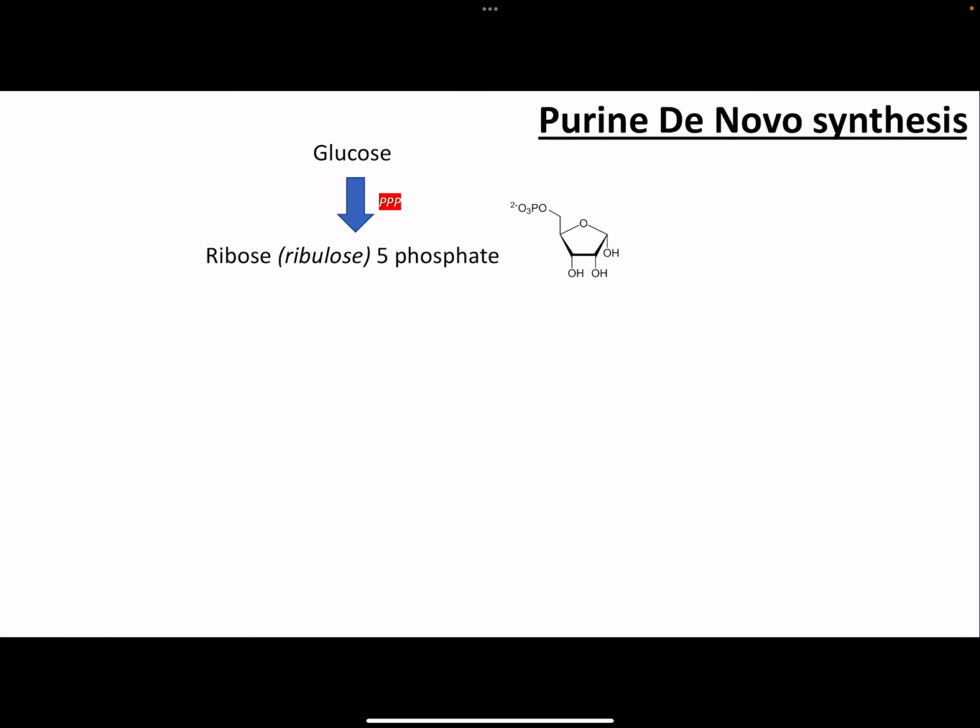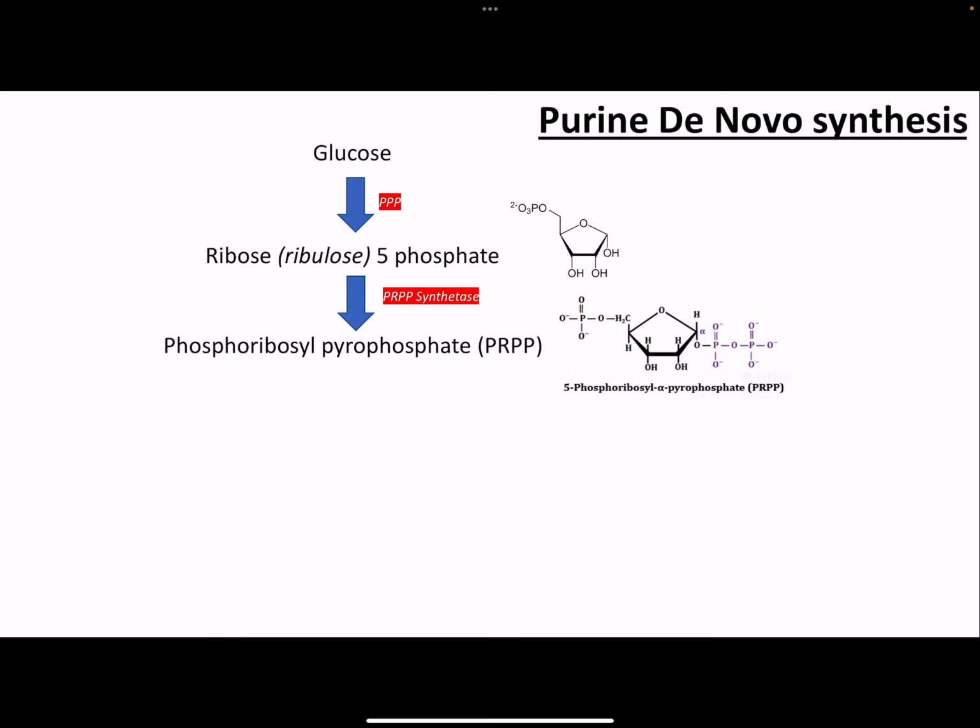All right, anabolic. Let's build some purines. What's going on? So we've got glucose, pentose phosphate pathway. This gives us ribulose 5-phosphate, which can isomerize to ribose 5-phosphate, shown here. We then can make PRPP, phosphoribosyl pyrophosphate synthetase, bunch of fancy stuff just to say we put a pyrophosphate right here on carbon number 1. We've now made the ring, and I guess put the phosphate on as well.